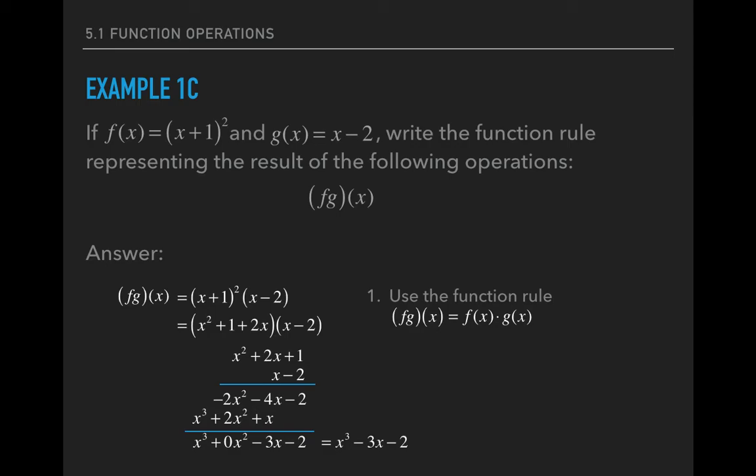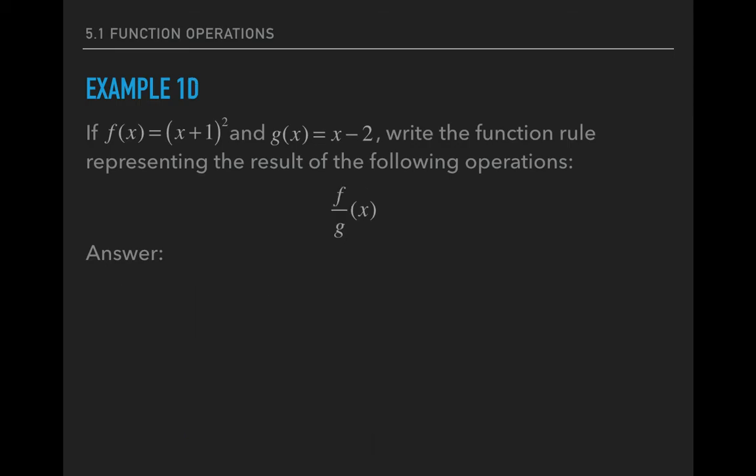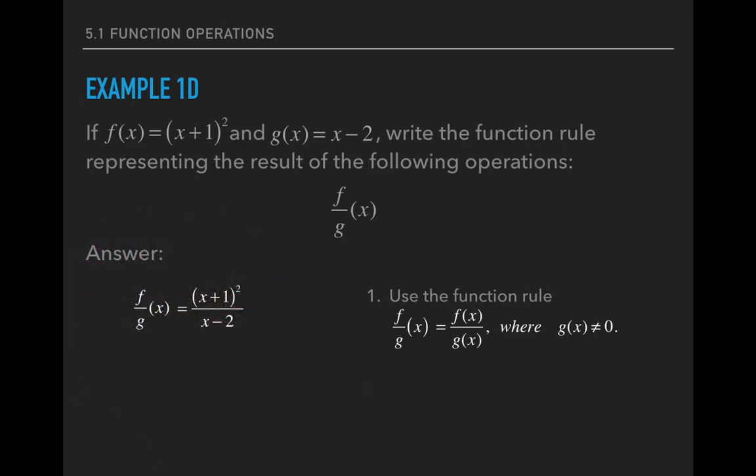And that is multiplication. Lastly, division. This one, actually, you might be thinking it is going to be the hardest, but it is pretty straightforward. All we're going to do is express our result as the ratio of our function f over the function g. So that looks like the function f, which is x plus 1 squared, over our function g, which is x minus 2. That's it.